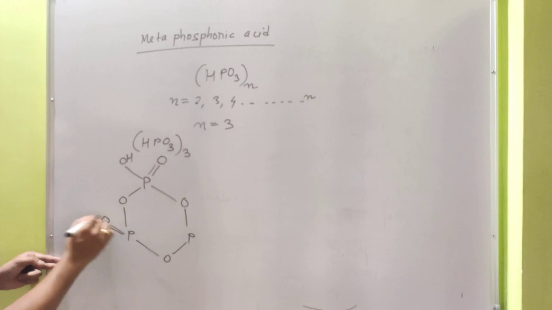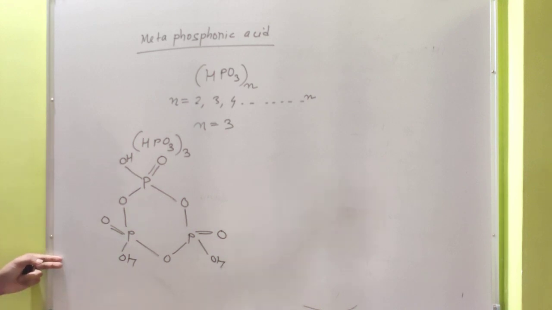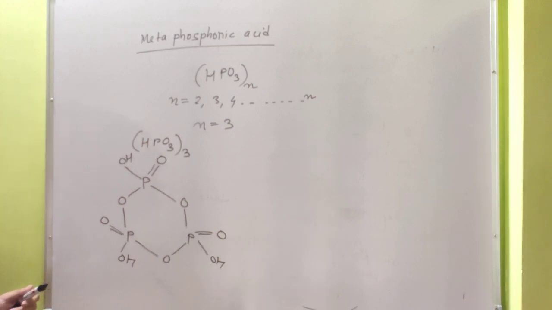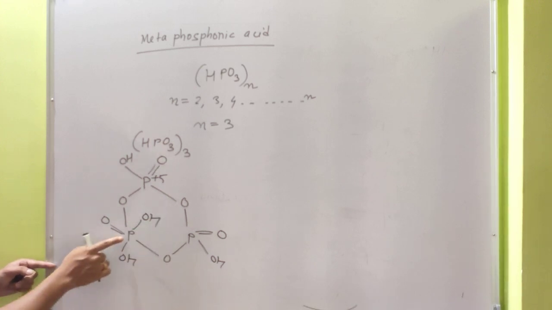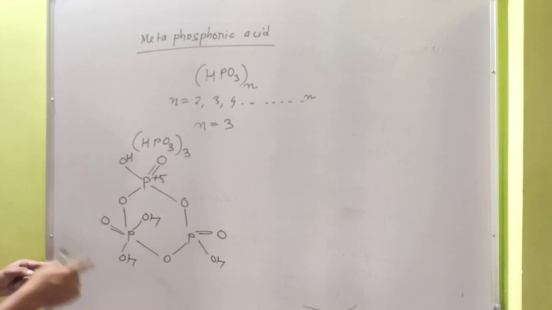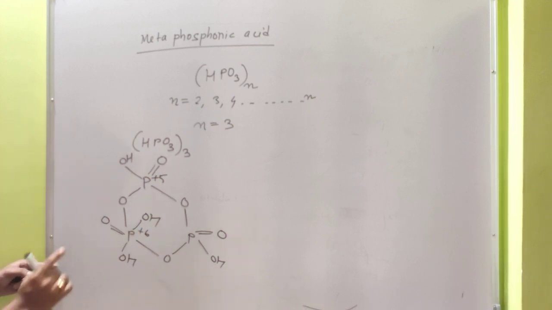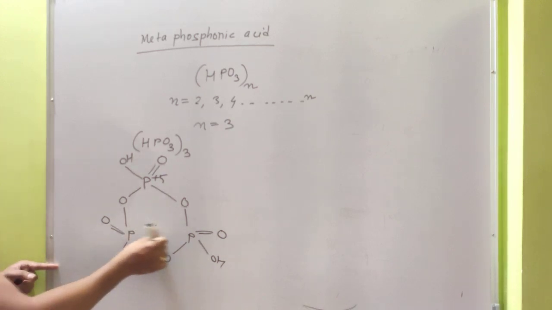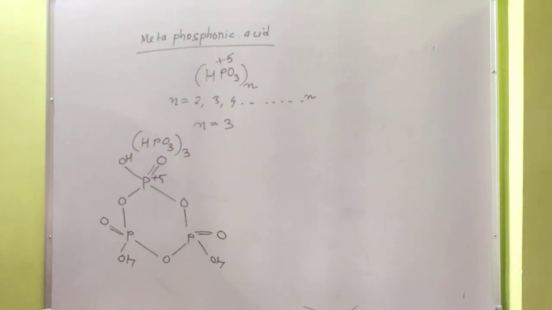So here also you cannot place another OH bond because phosphorus is already forming 5 bonds with oxygen, and that means +5. If you place another OH bond, then this compound would have to form 6 bonds with oxygen, and the oxidation state would be +6, which is not possible because their maximum oxidation state is +5. That's why in metaphosphoric acid the phosphorus is always in +5 oxidation state.